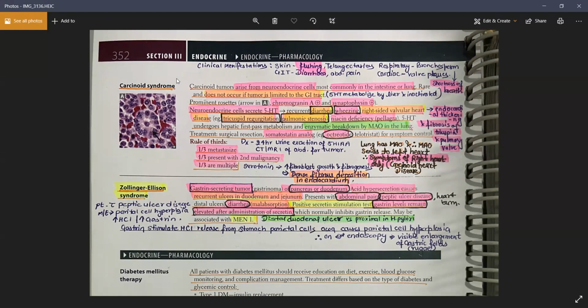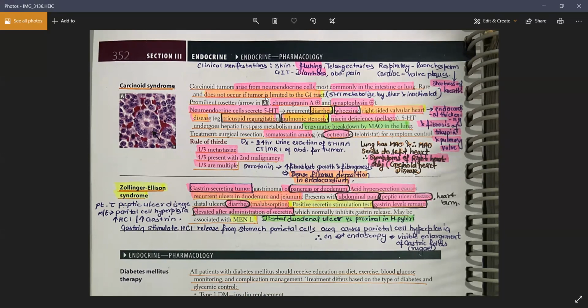Okay, now comes the carcinoid tumors, which are another example of neuroendocrine tumors. The carcinoid tumors are mainly from the lungs and from the intestine. These are very rare tumors. And the symptoms of the carcinoid tumor do not occur if it is limited to the GI tract only.